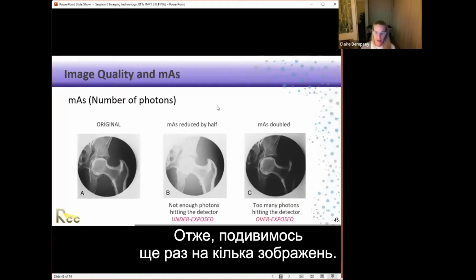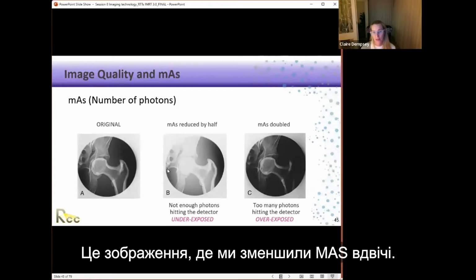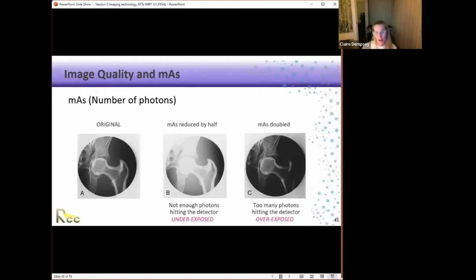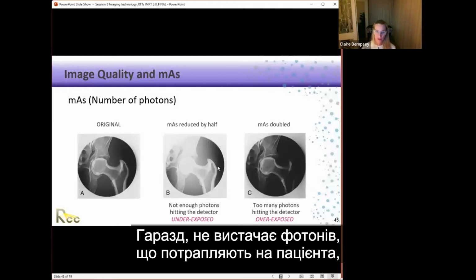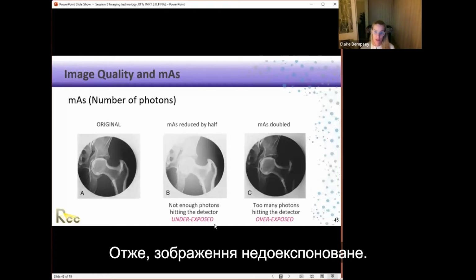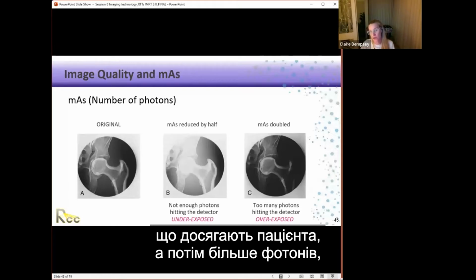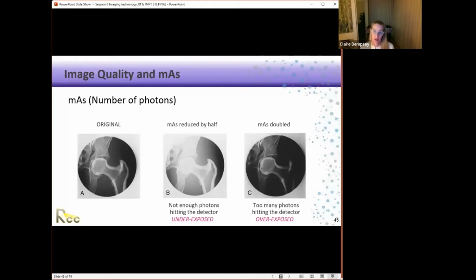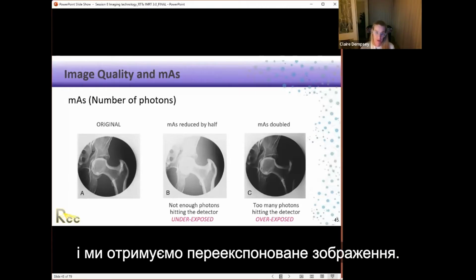So looking at, again, a couple of images. Here's our original image. This is an image where we've reduced the mAs by half. So we don't have enough photons in this image. There's not enough photons hitting the patient and then not enough photons hitting the detector. So the image is underexposed. If we double the mAs, we have more photons reaching the patient and then more photons reaching the detector. And in this case, we have too many photons reaching the detector and we have an overexposed image.